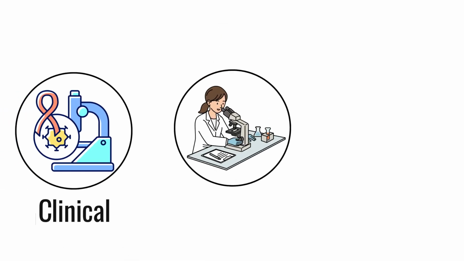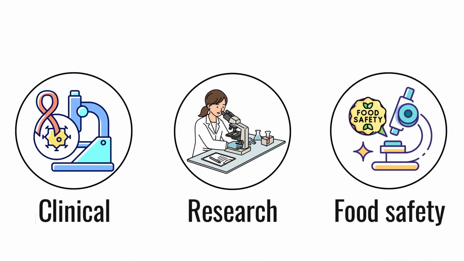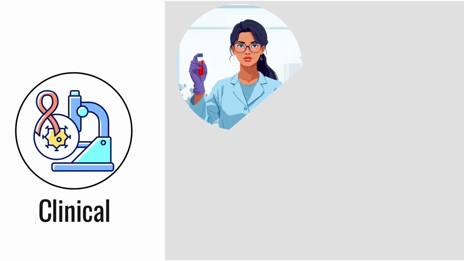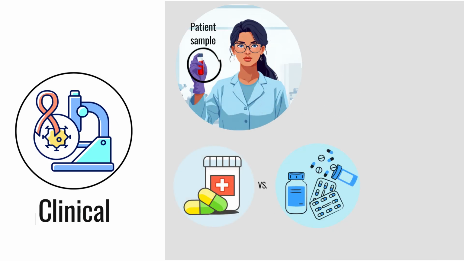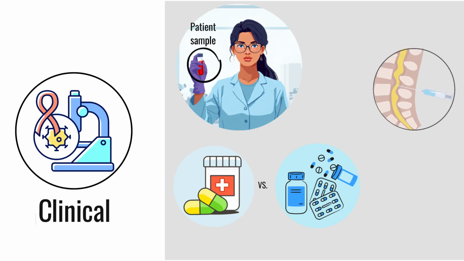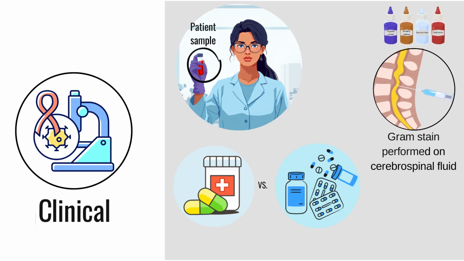The gram stain is used across clinical, research, and food safety microbiology. In a clinical setting, it is one of the first tests performed on a patient sample to guide antibiotic selection before culture results are available, since gram-positive and gram-negative bacteria typically respond differently to different classes of antibiotics. For example, in South African tertiary hospitals, a rapid gram stain of cerebrospinal fluid is standard workflow to immediately differentiate gram-positive from gram-negative bacterial meningitis, saving critical time before definitive cultures grow.